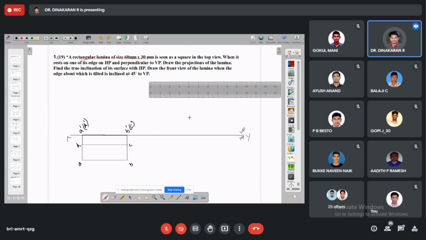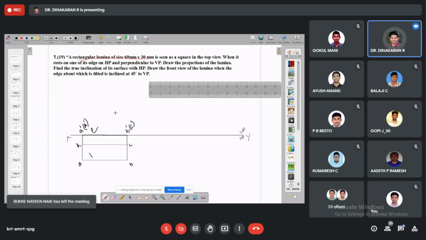Instead of that, what is given? All the sides will be 30 mm for the square. What they have given is the square in the top view: the rectangular lamina of size 60 into 30 mm is seen as a square in the top view when it rests on one of its edges on HP and perpendicular to VP. Draw the projection of the lamina and find the true inclination. This is the true shape we drew, in the first and second case.